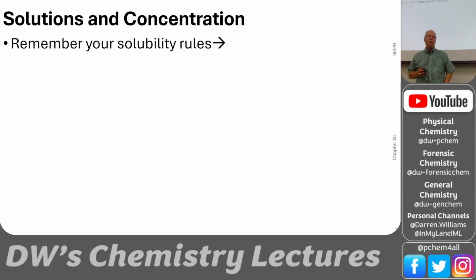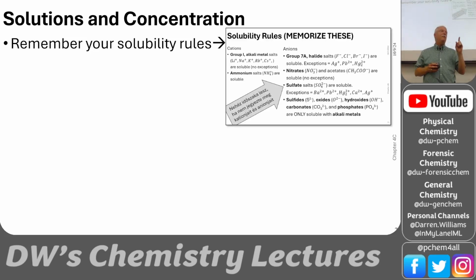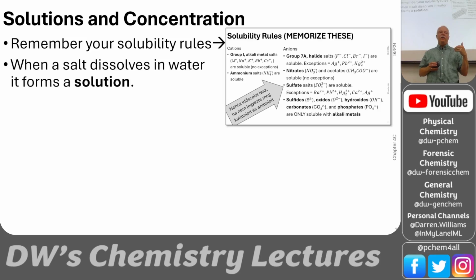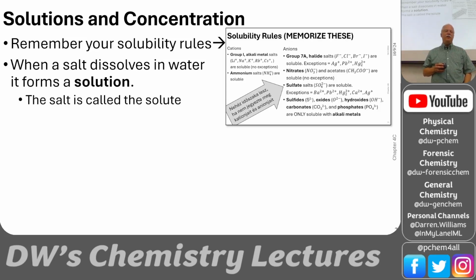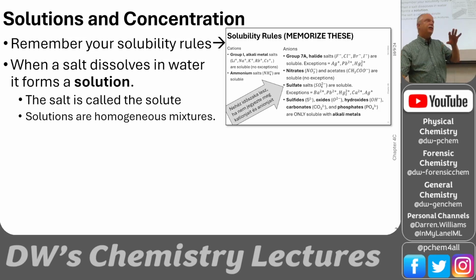So this is what we're dealing with: solutions and concentrations. Remember your solubility rules with cations and anions, because you need to know what's soluble and what's not. If you take a salt that is soluble and put it in water, it dissolves and makes a homogeneous solution. That salt is called the solute, and the whole mixture is the solution. The solution is everything, the solute plus the solvent. The solvent is the thing that the solute dissolves in.